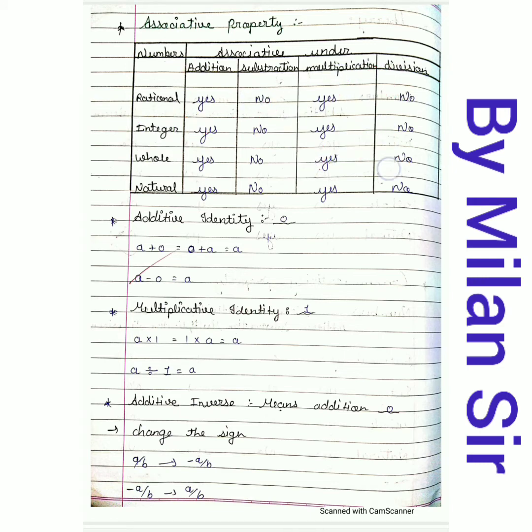Then our third thing is the additive inverse. Additive inverse means what? If we take one number, 2, right? Now what do I need to add with this number so that I get the answer 0?